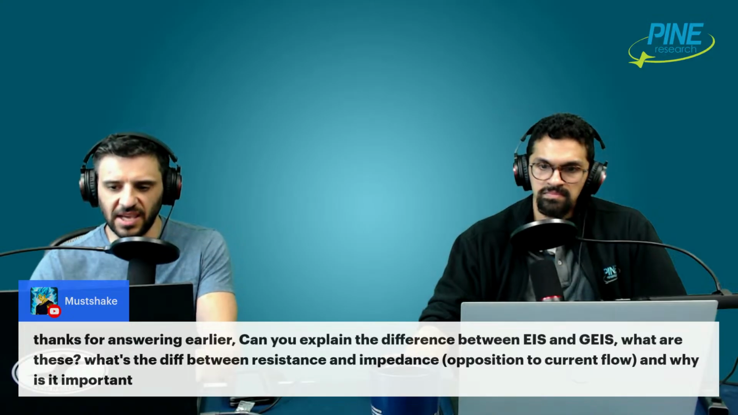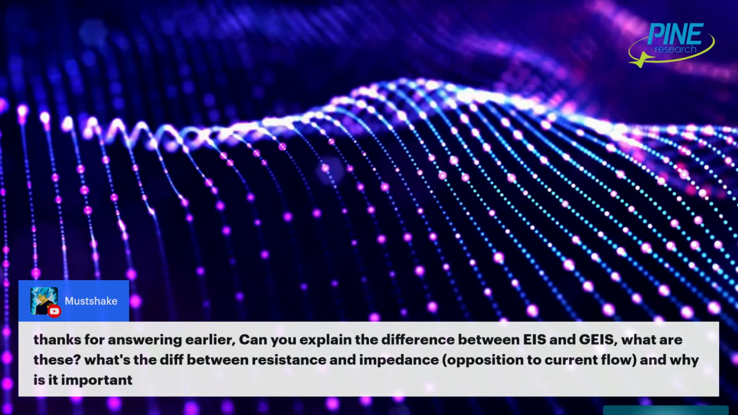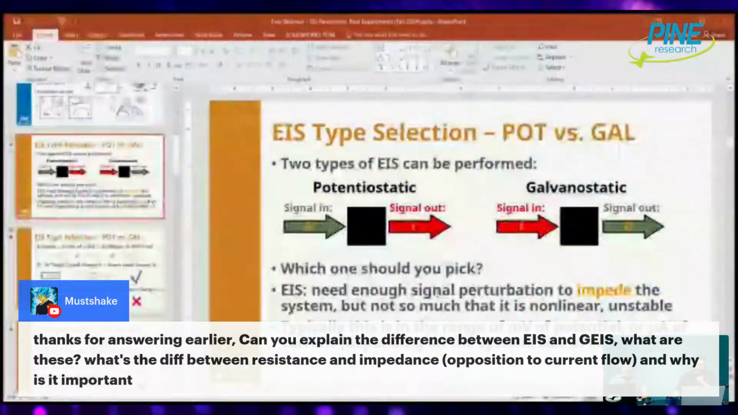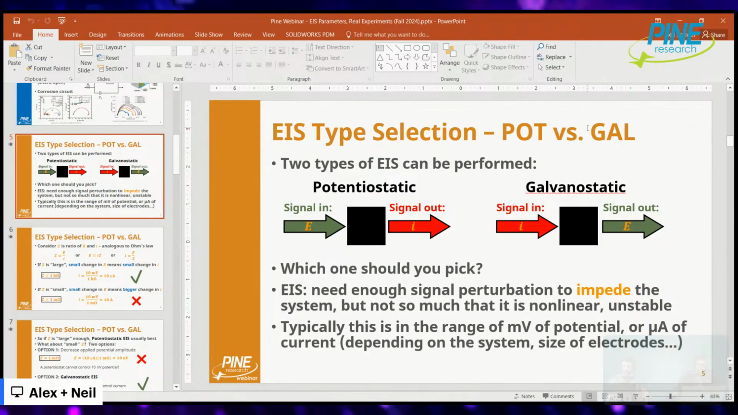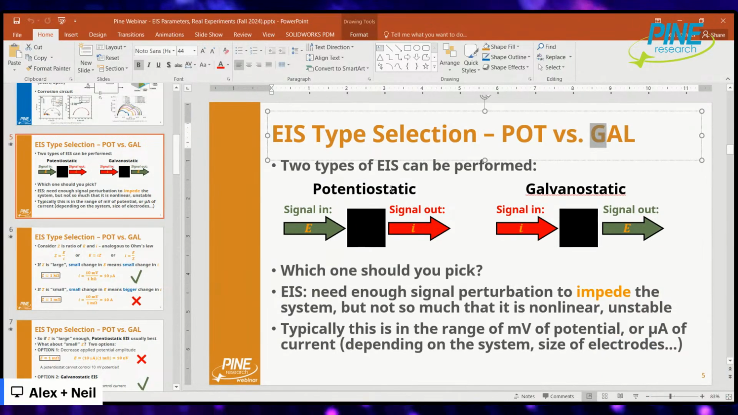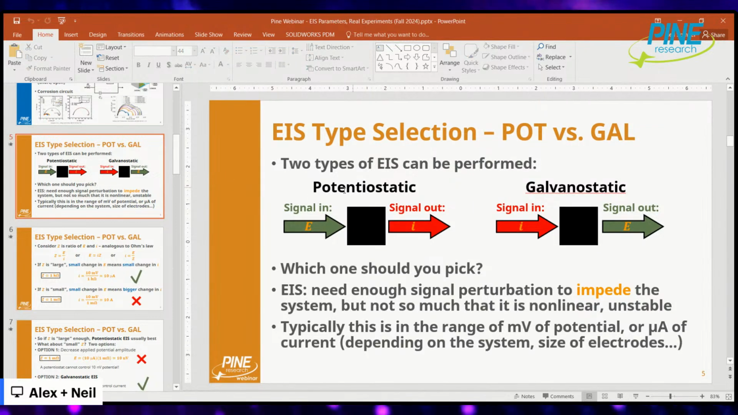When you say EIS and GEIS, GEIS is a type of EIS. EIS stands for electrochemical impedance spectroscopy. GEIS stands for galvanostatic electrochemical impedance spectroscopy. And EIS or PEIS stands for potentiostatic electrochemical impedance spectroscopy. The only difference is what the signal in and signal out is.